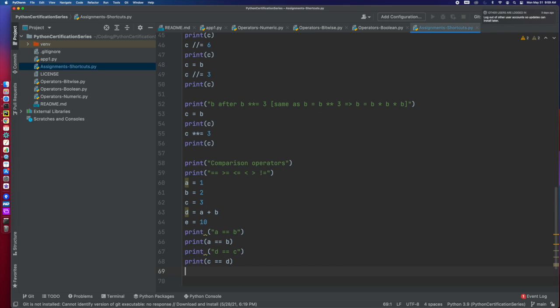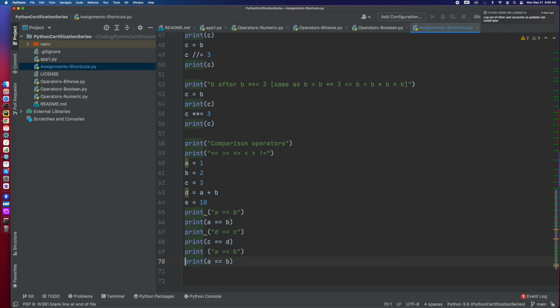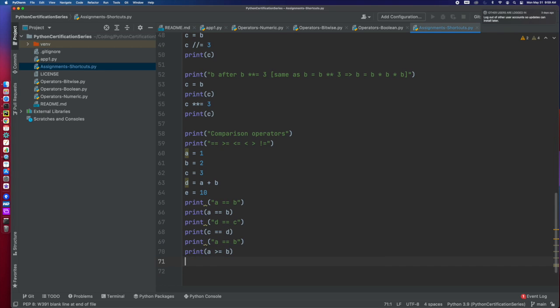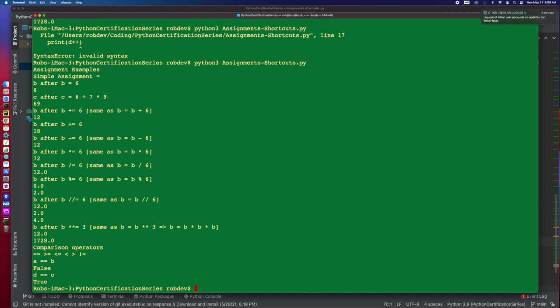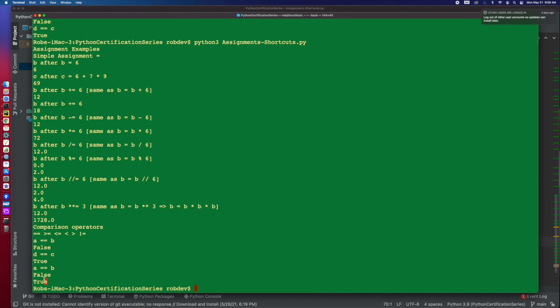So we can also do, let's see. Now, if you have a greater than, then it is going to make a difference. So if we do A greater than or equal to B, which it is not, but if we do A less than or equal to B, then it is. And so we will see a false and a true at the end. There we go.